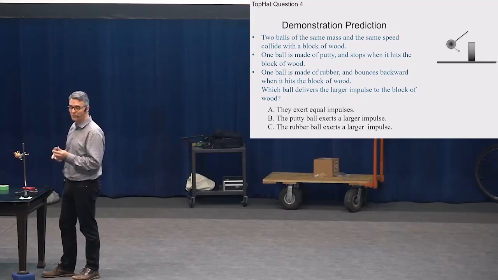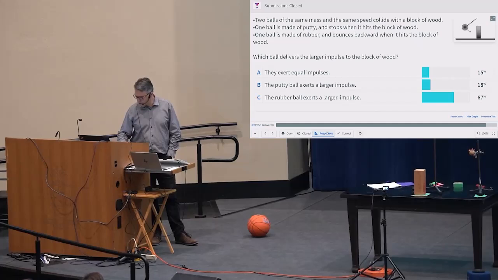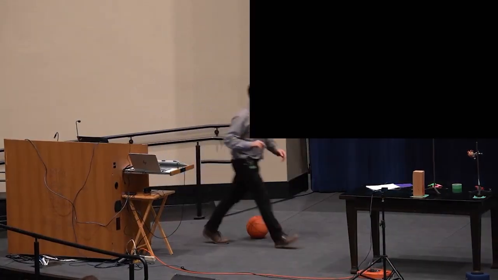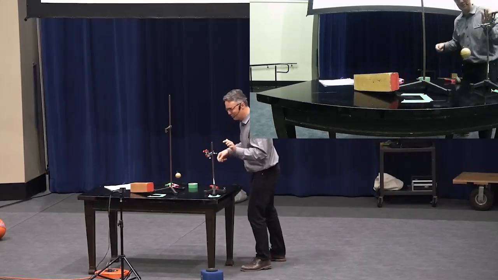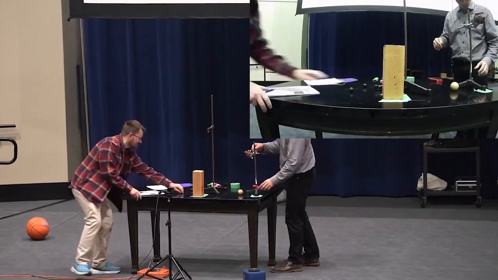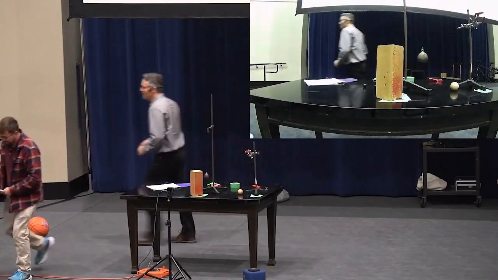I think he's got it set up so one knocks it over and the other doesn't. And we'll try it. So 67% are voting for the rubber ball, 18% are voting for the putty ball, and 15% are saying it doesn't make any difference. So let's give it a try. So this is the rubber we're going to try first, the bouncy ball. Okay, bouncy ball knocked it over. See if this one also knocks it. Oh, it doesn't. So there you go.